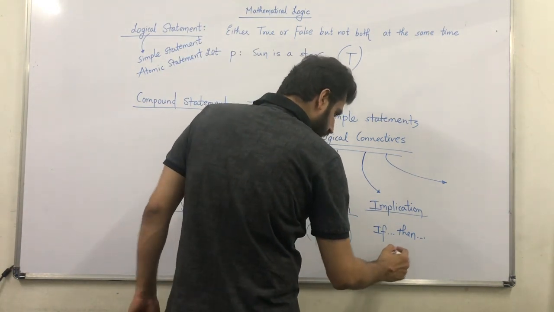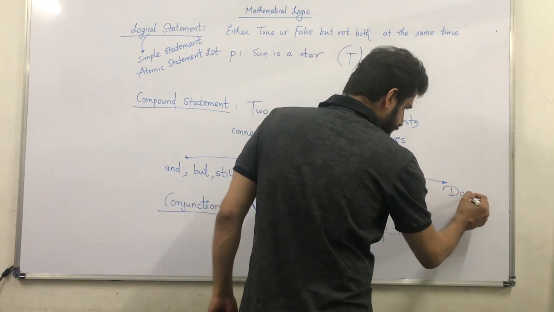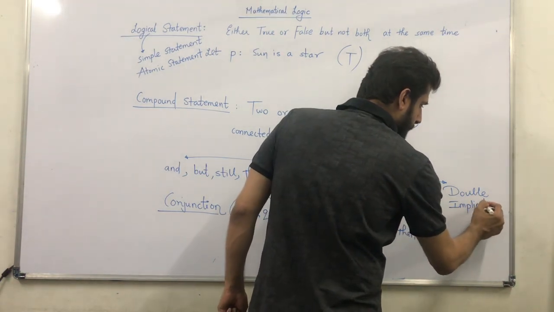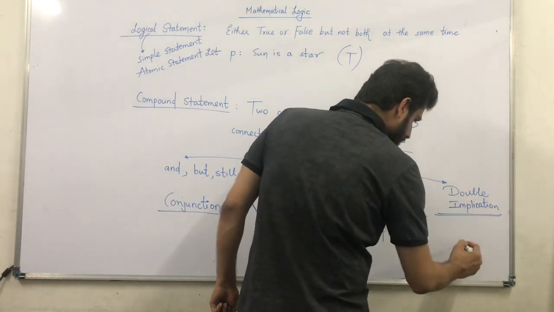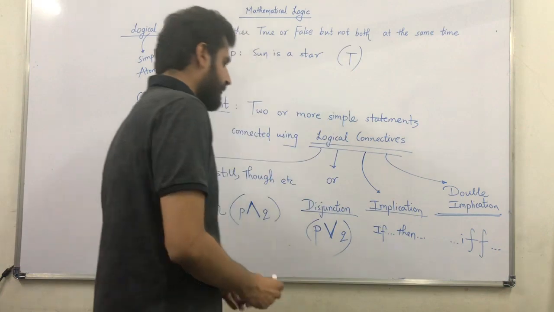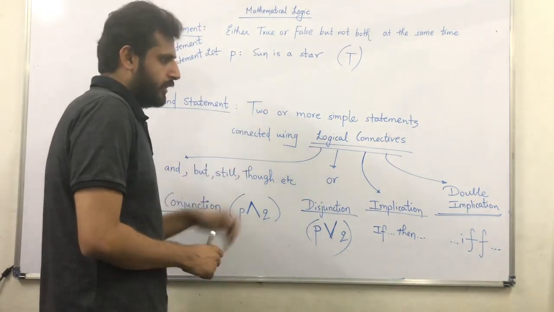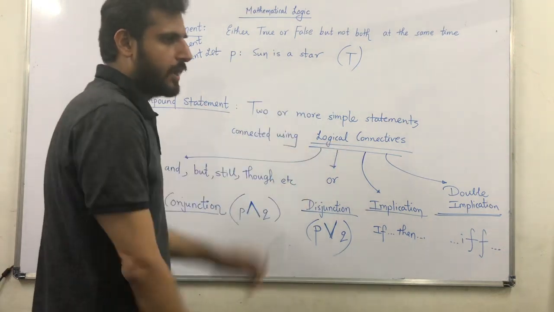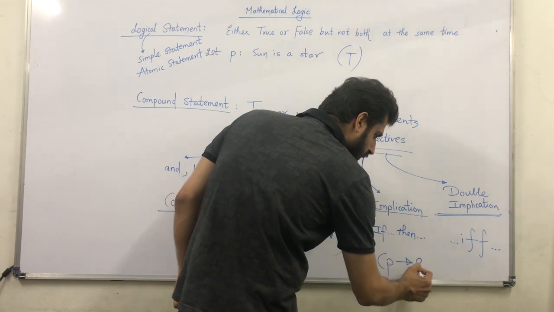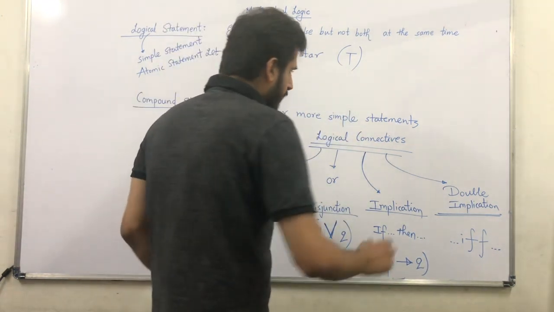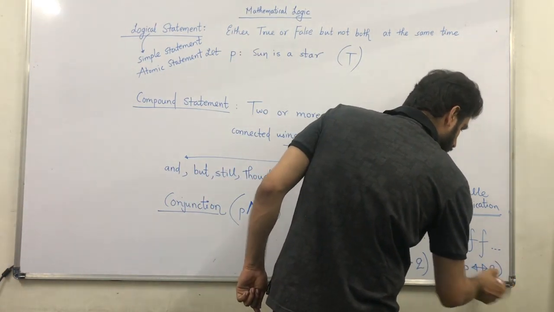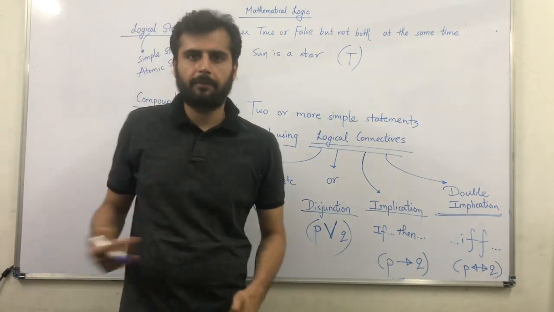Okay, the next we have is double implication. In this, the two statements are connected using the words if and only if. Then the compound statement is called a double implication. Here the symbol for implication is P arrow Q, it is P implies Q, and for double implication the symbol is P double implies Q. So it is P implies Q, and also Q implies P.